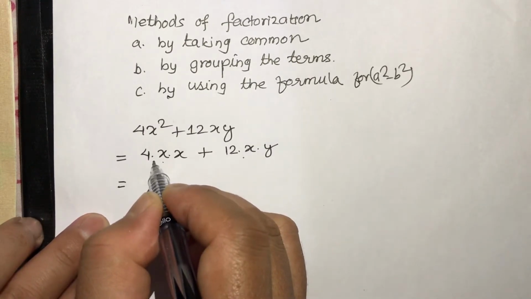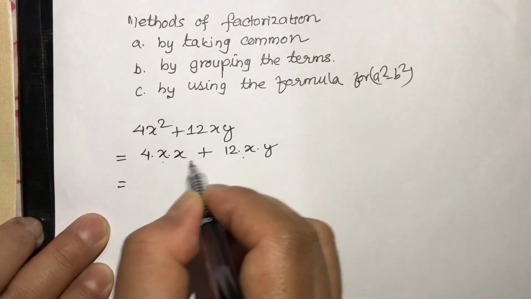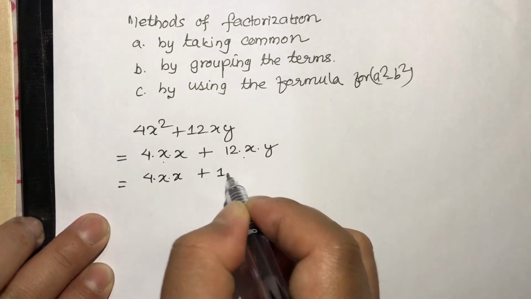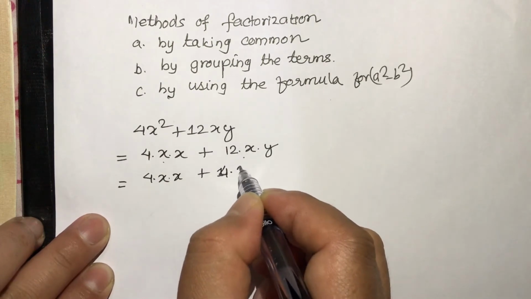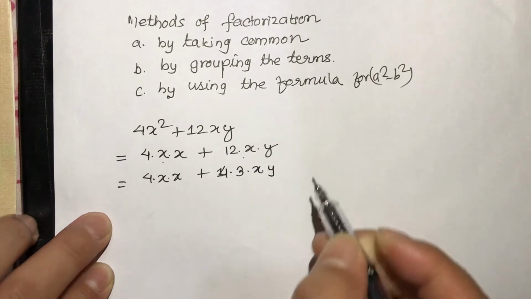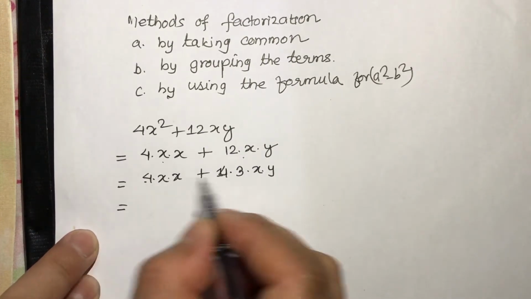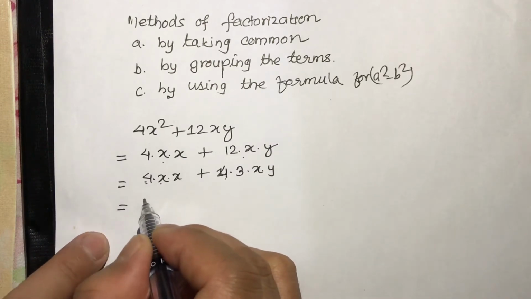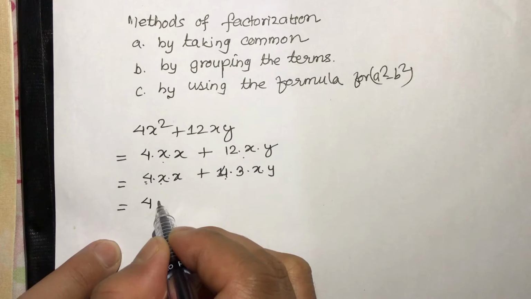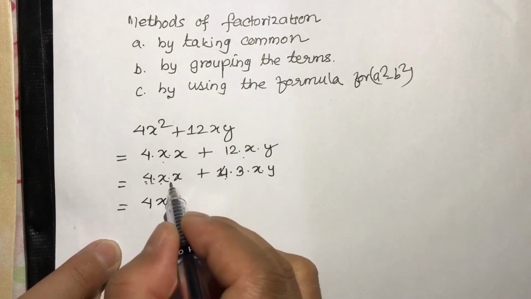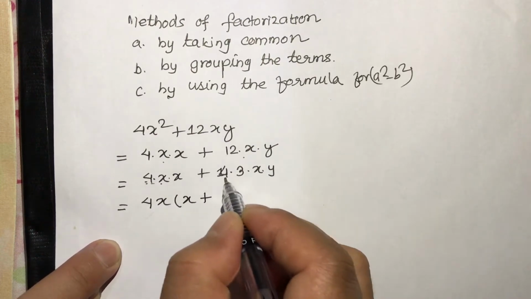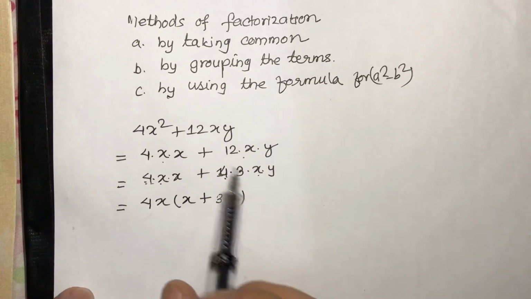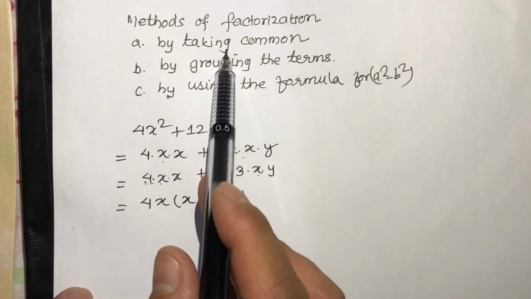Now 4x dot x plus 12x dot y, and here we can write 12 as 4 multiply 3. You can see here 4 is common from the numerical part and x is common from the variable. So by taking 4x common, x is left here, and 3y is left here. So it is done by the taking common method.